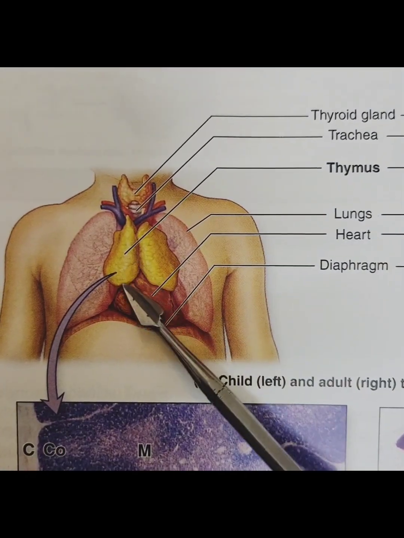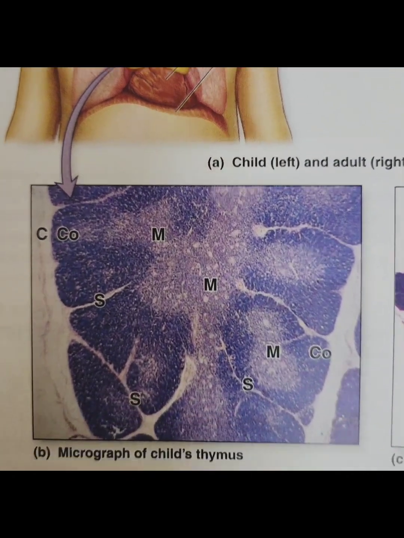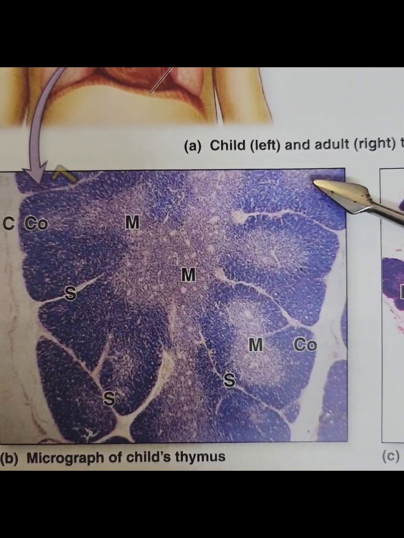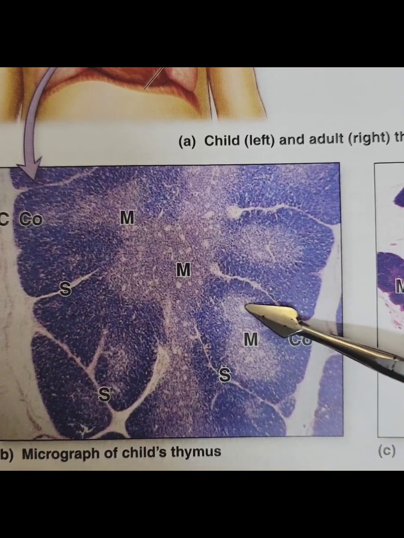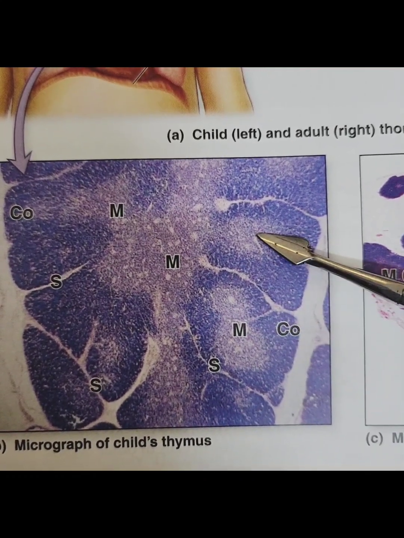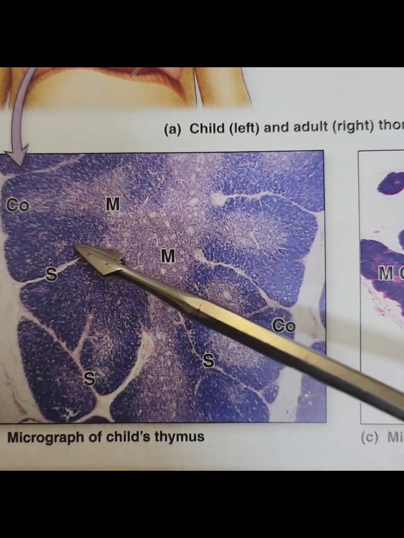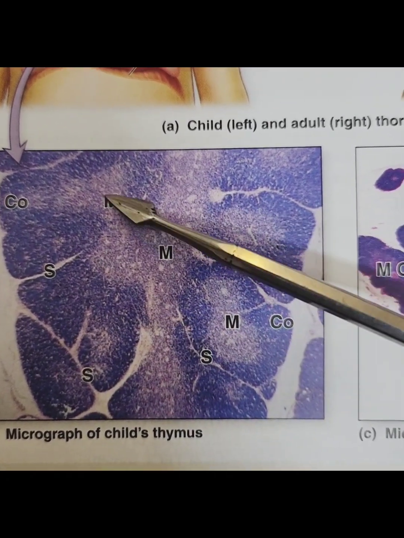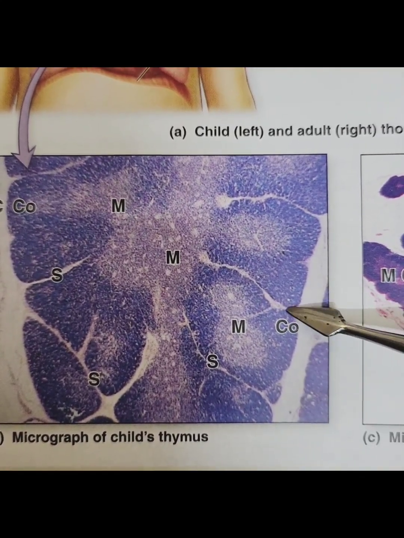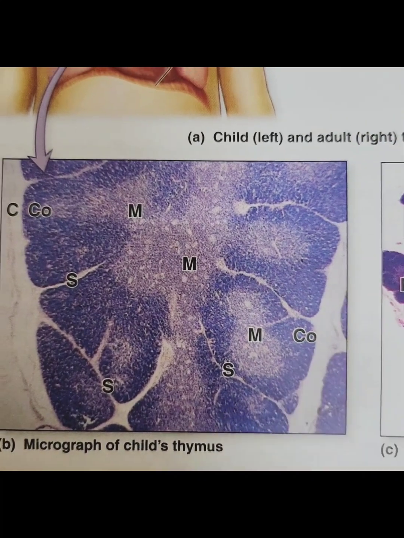Thymus is a bilobed organ. When a small part of it is processed for histological section, it shows small lobules. Every lobule has its own cortex, which is darkly stained, and it shows medulla. Medulla is lightly stained. Interestingly, medulla of all the lobules are continuous, and it's one. Here is the capsule. It sends septae or trabeculae inside, which divide it into different lobules.